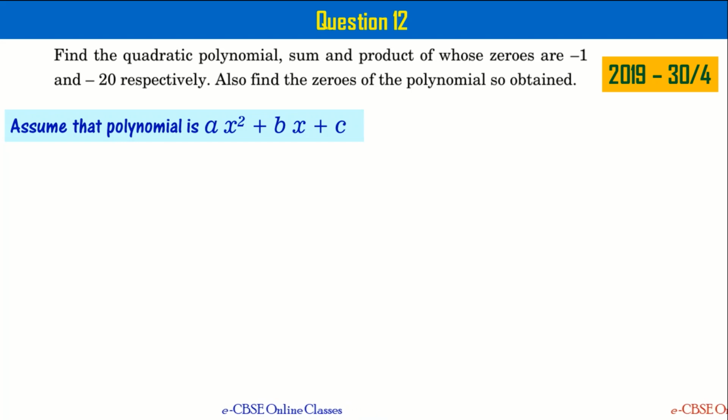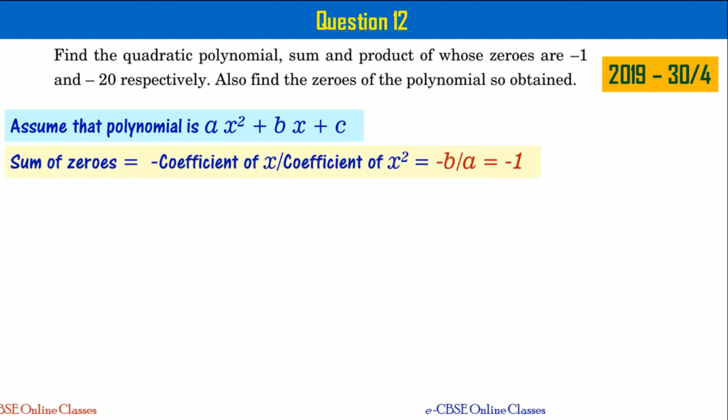Let's assume that the polynomial is ax square plus bx plus c. Please take a look at this. I am not going to solve this problem using the same procedure we have done earlier. This is another way to solve this problem. I am assuming the polynomial as ax square plus bx plus c. And sum of zeros based on the formula, we can say that it is going to be minus b by a for ax square plus bx plus c, right?